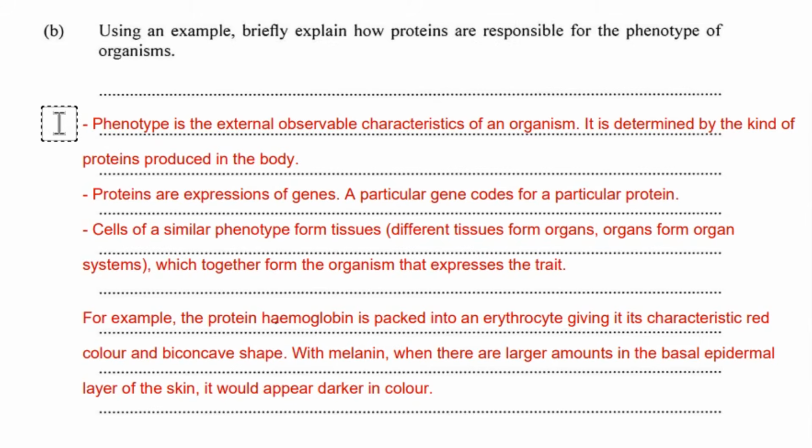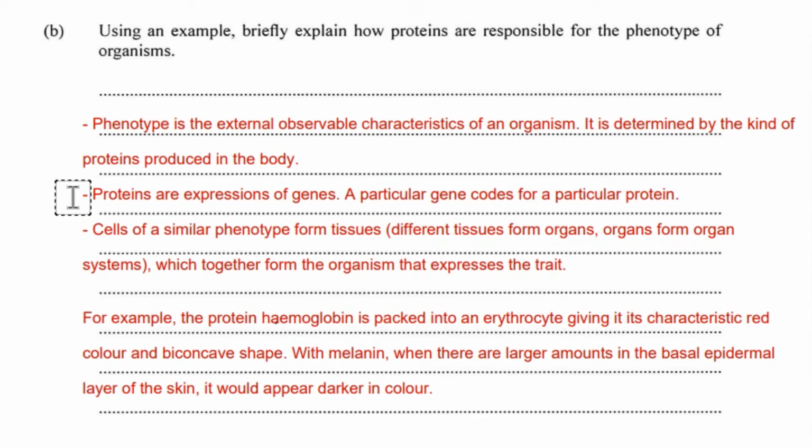So the phenotype, first of all, is any external observable characteristic of an organism, and this is determined by the kinds of proteins produced in the body. A very good example of this is melanin. The more melanin proteins that someone has in their basal epidermal layers means that they appear darker skinned in color. The less melanin that they have in the basal epidermis means that they are lighter skinned in color. This is a basic example of how a protein can influence appearance or phenotype in this case.